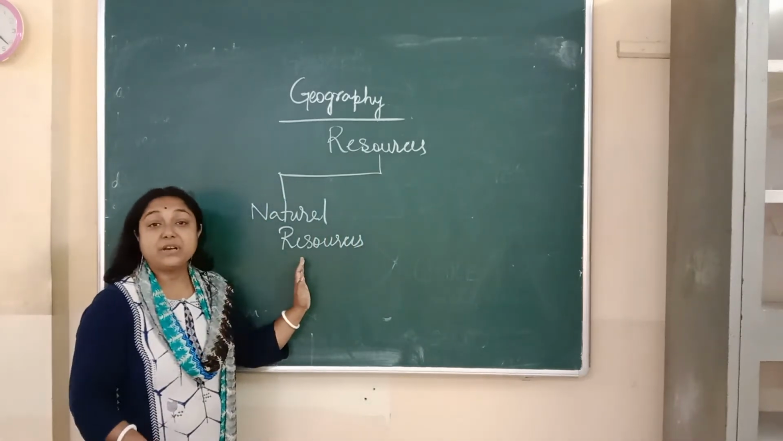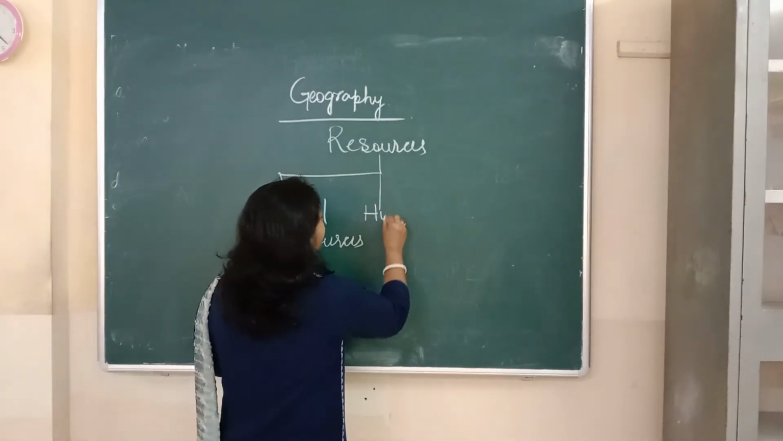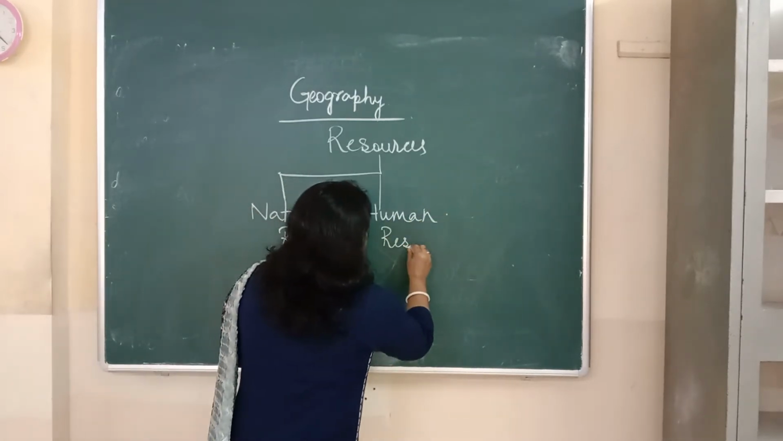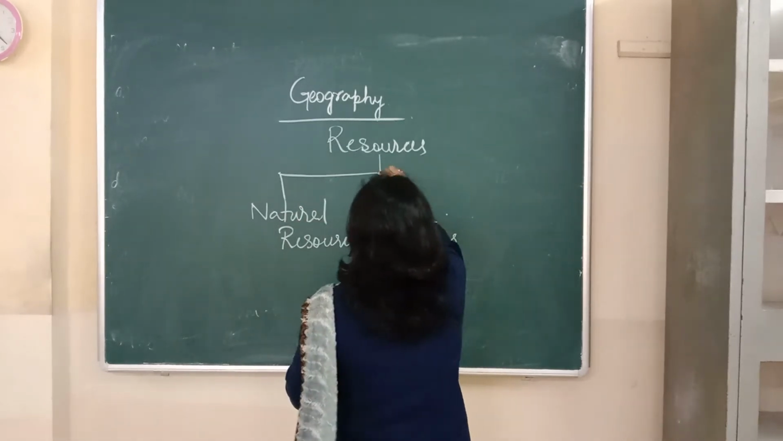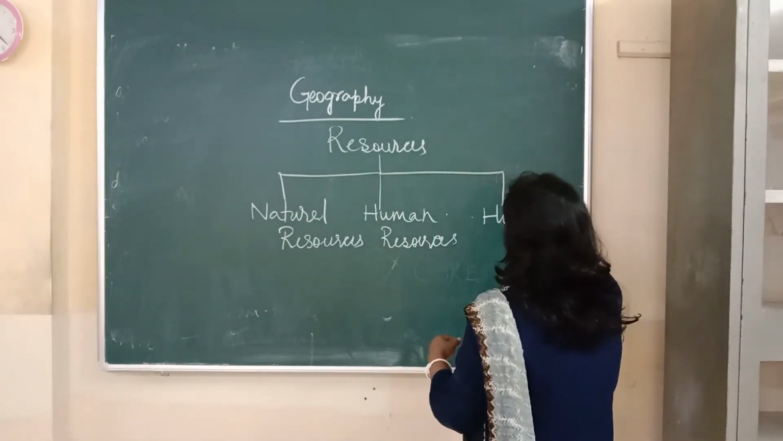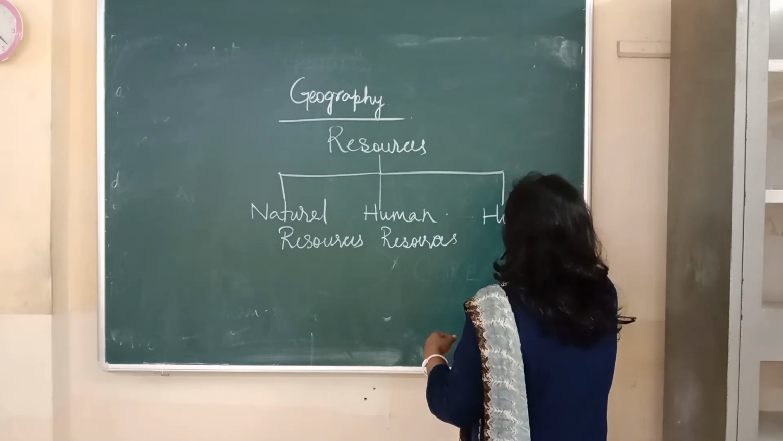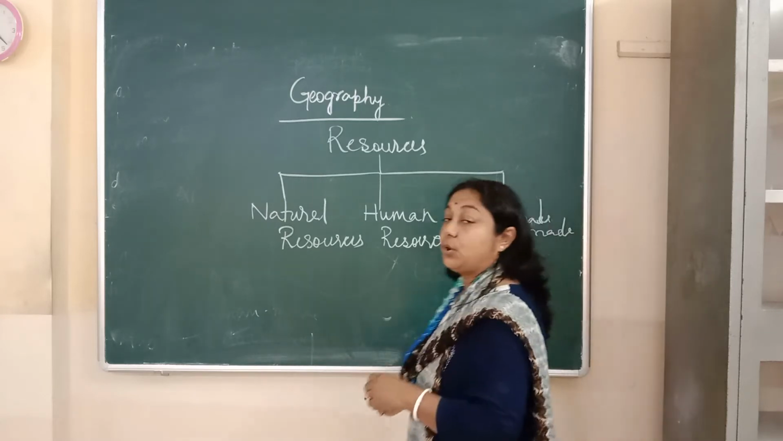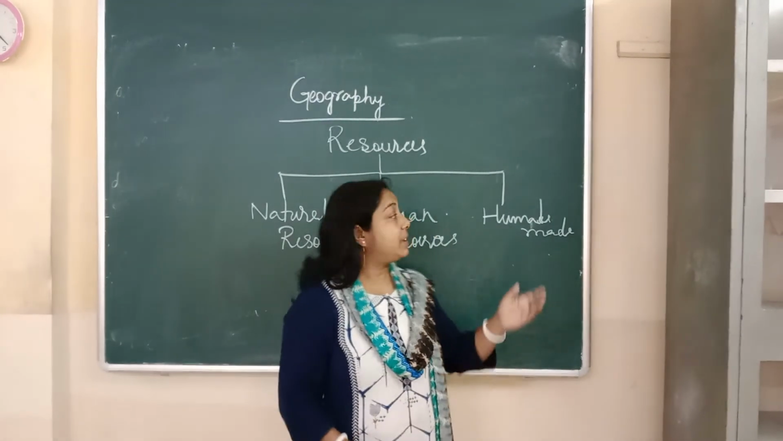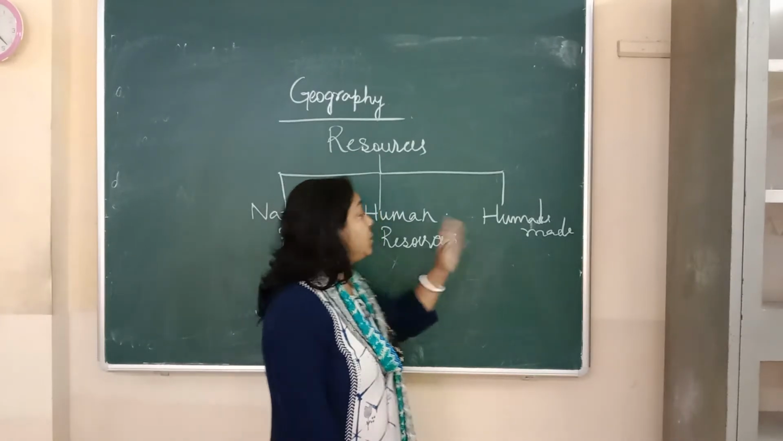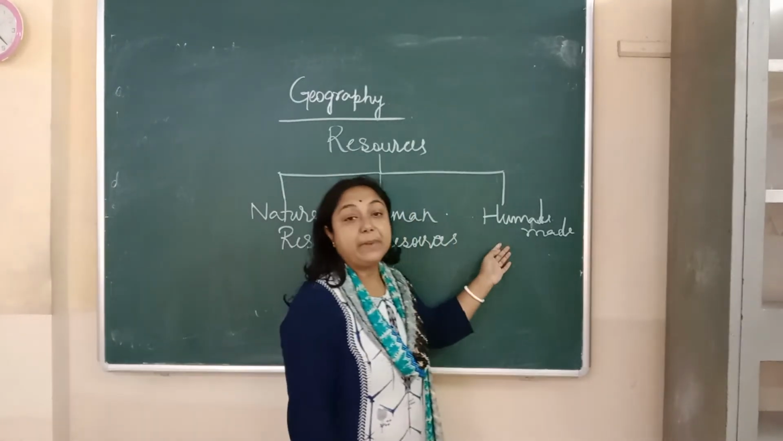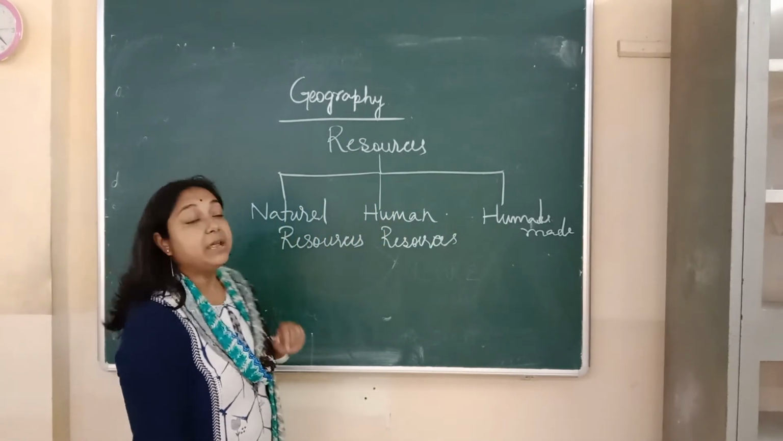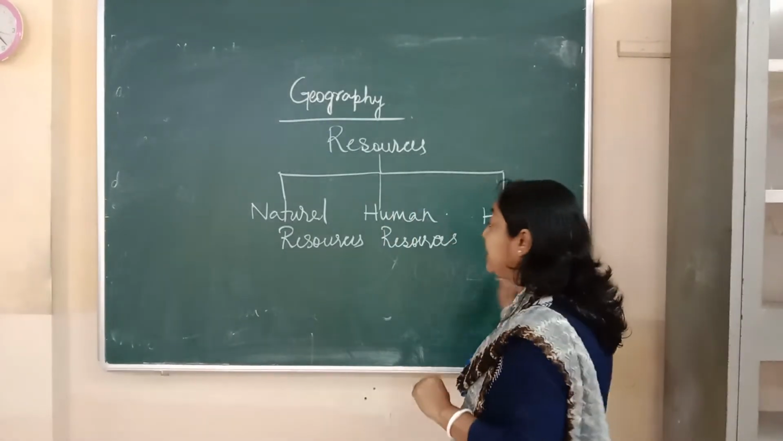Now natural resource, first classification. Then comes human resource. You and me come under this human resource. The last classification given in your book is human-made resource. Human-made resources are again made by man. We made the building, the road, the railways, the canal, etc. These come under human-made resource. Now three types of resource: natural, human, human-made. Human is very important for the human-made, and natural resources are also important for human-made resources.